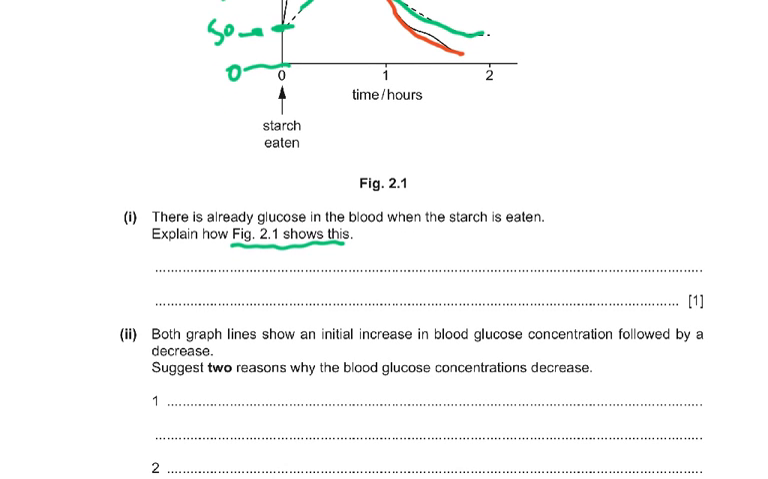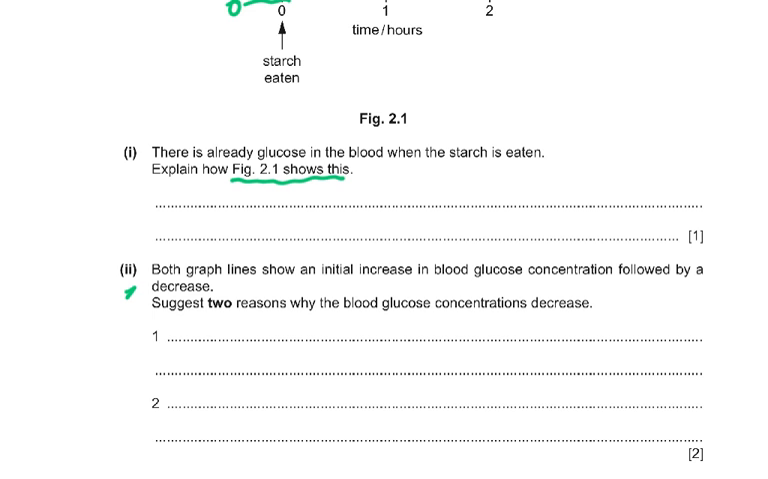Then it says both graph lines show an initial increase in blood glucose concentration followed by a decrease. Suggest two reasons why the glucose concentration decreases. Now we all know that. Why? Because glucose is being converted to glycogen because insulin has been released, or the glucose is being used in respiration for the release of energy because it's your body fuel. It's just like you put petrol in the car, and by the evening the petrol has been used up because you've been traveling to school and back, and so the car is being used.